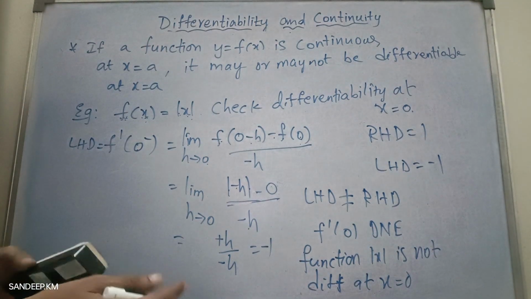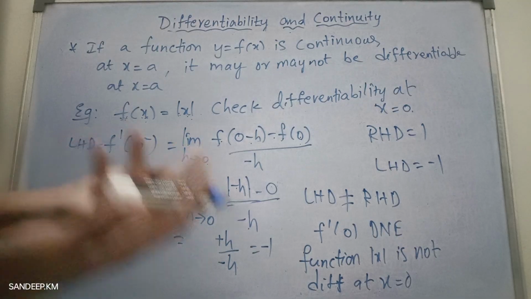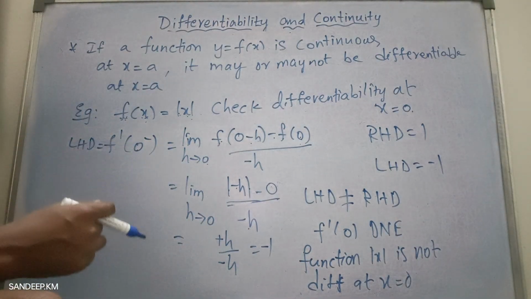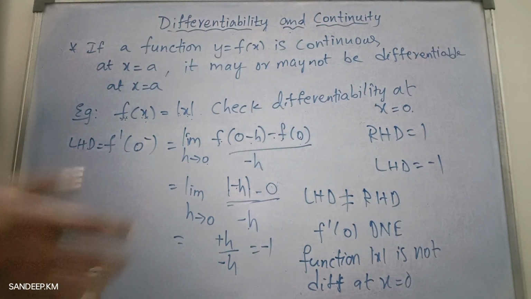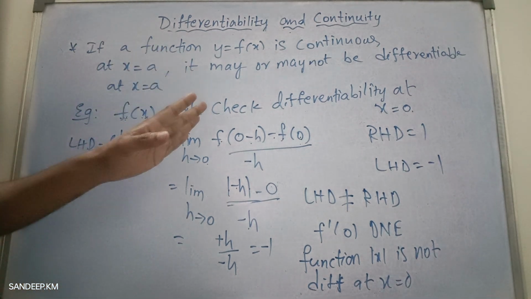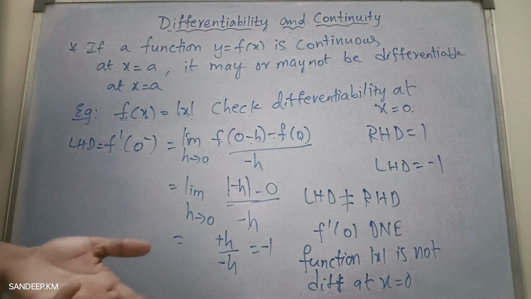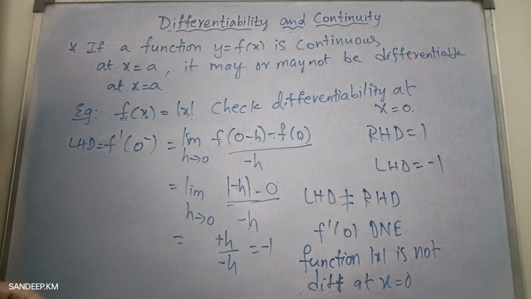Do you observe one thing here? At x is equal to 0, this is continuous but not differentiable. This is one particular example where it is continuous but not differentiable. There are functions which are both continuous and also differentiable. We will discuss it in problems. Okay, but keep this in mind. When a function is continuous at x is equal to a, it may be differentiable at x is equal to a, or it may not be differentiable at x is equal to a. Okay, so fine. Now let us check the reasons.